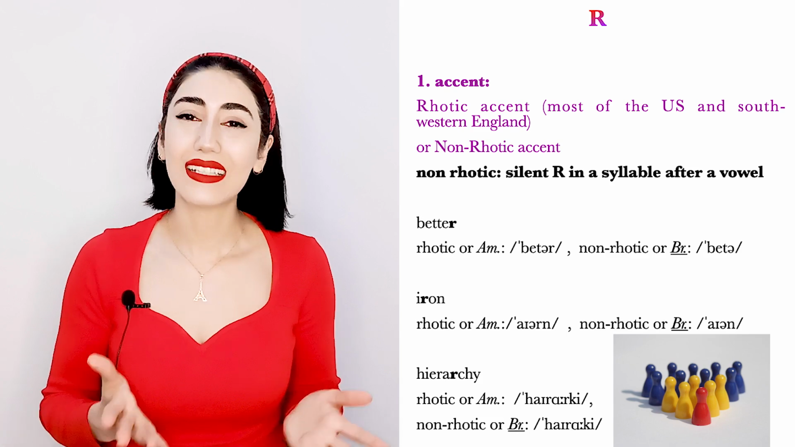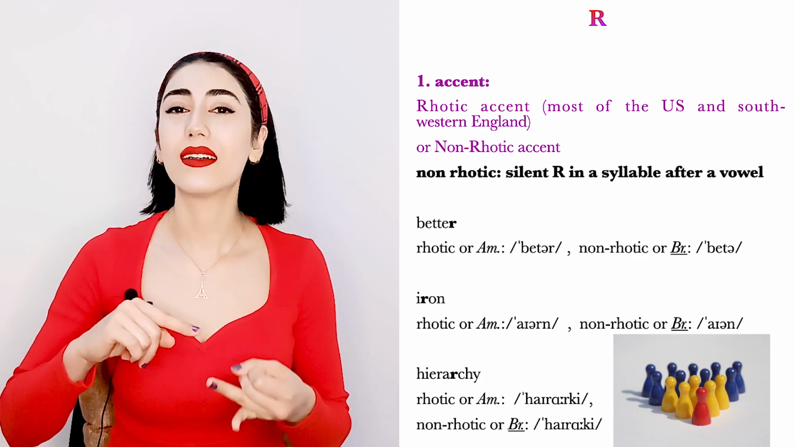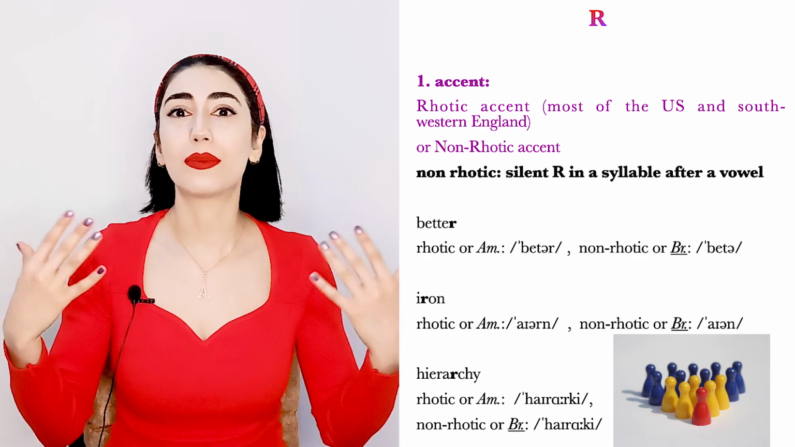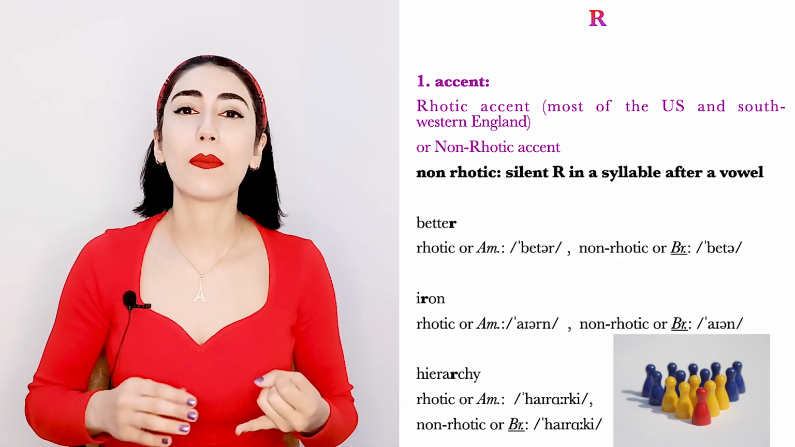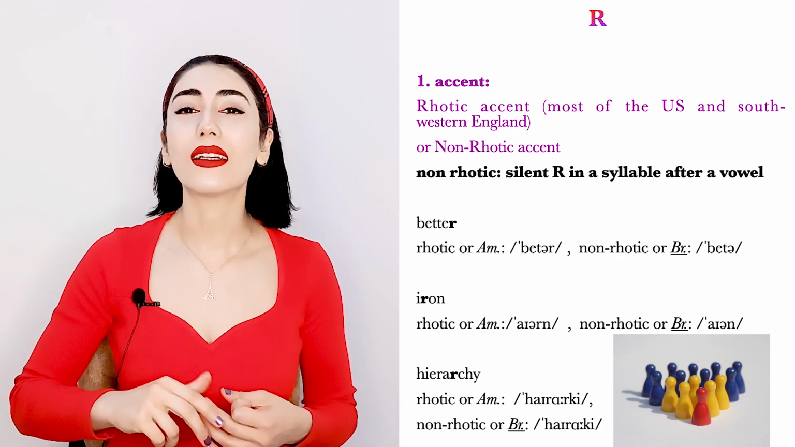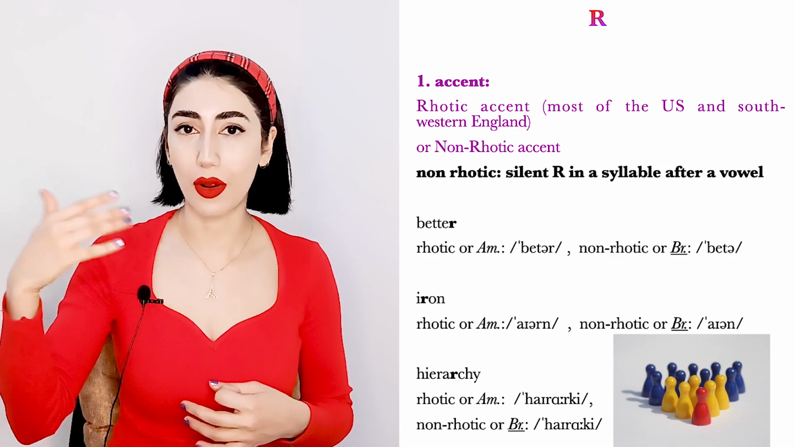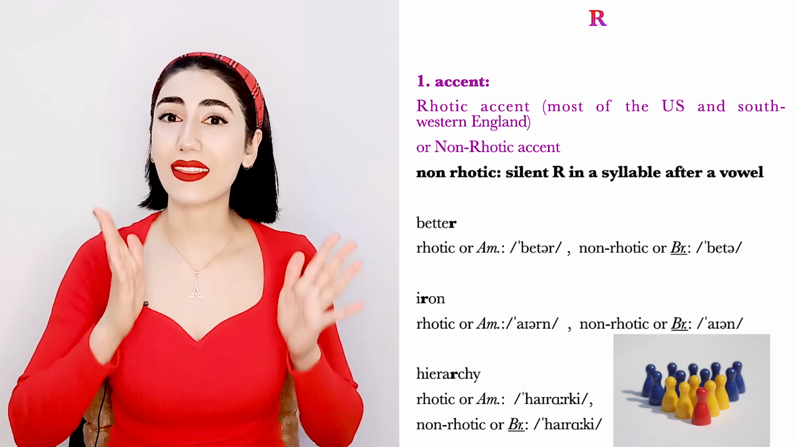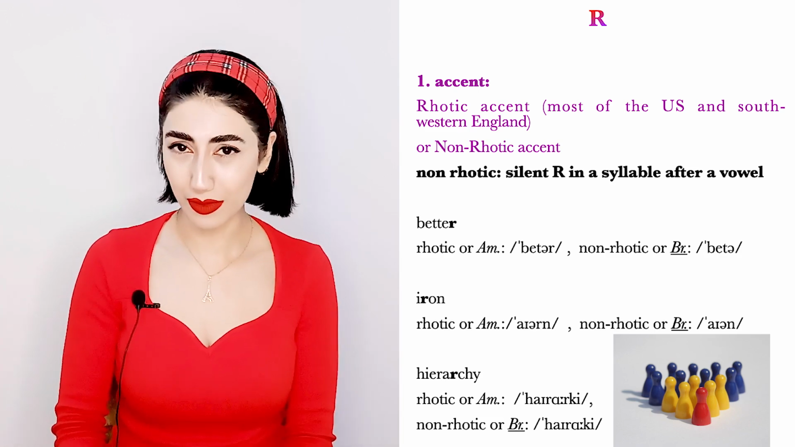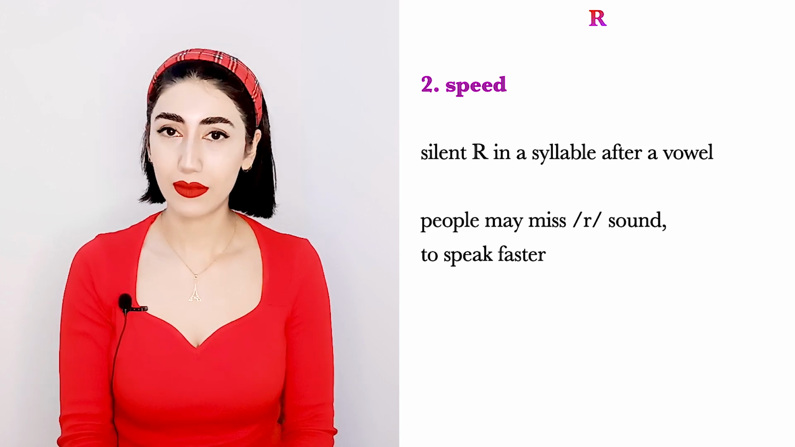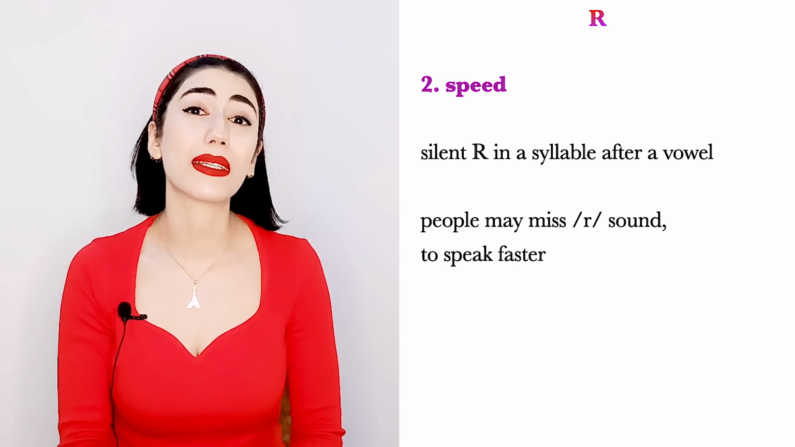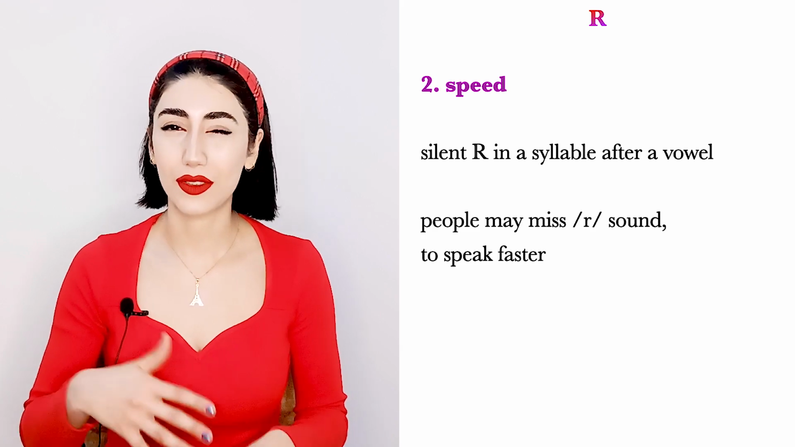I just used the rhotic accent. Better, iron, hierarchy. In non-rhotic accent, mostly the British accent, you would hear better, iron, and hierarchy. The first R is at the start of the syllable, not after a vowel sound, but the second R is after a vowel sound. And then when it comes to speed, people with whatever accent may miss R sound because they want to speak as fast as possible. So let's just get rid of R.